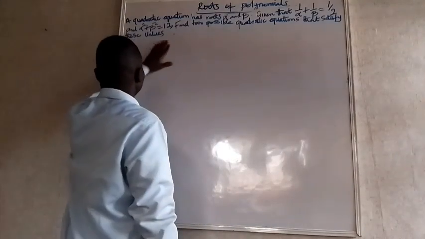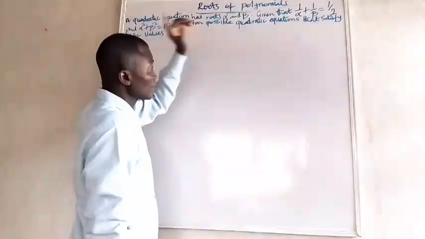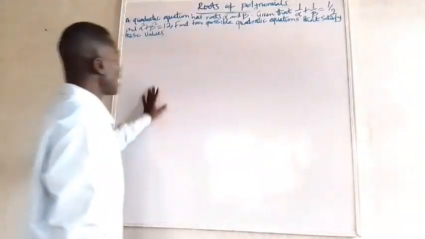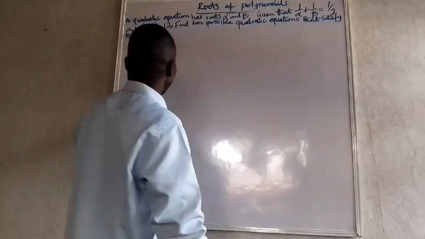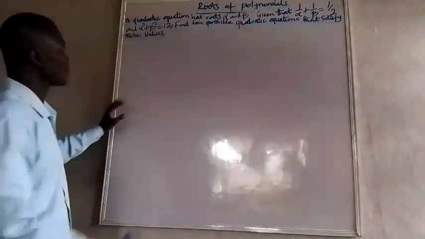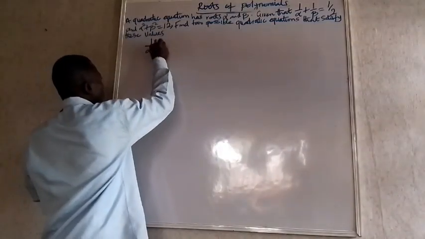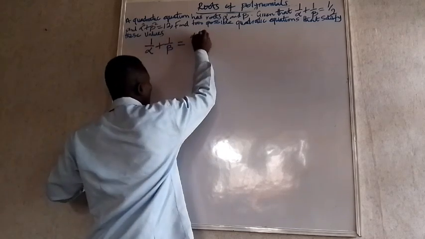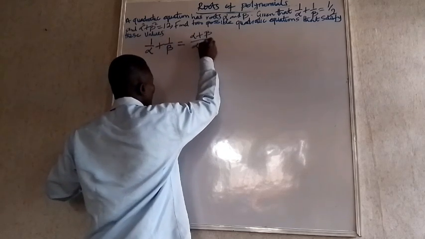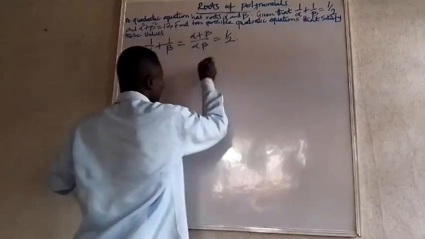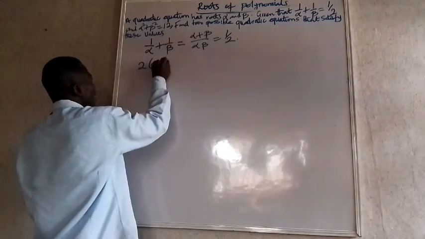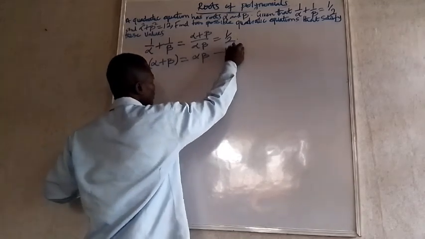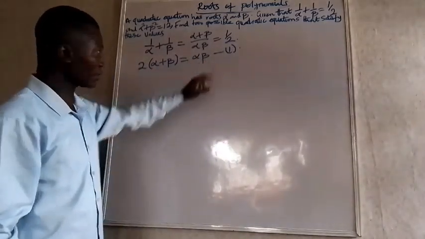The quadratic equation has roots alpha and beta. Given that 1 over alpha plus 1 over beta equals half, and alpha squared plus beta squared equals 12, find 2 possible quadratic equations that satisfy these values. Now we are given this 1 over alpha plus 1 over beta, which is equal to alpha plus beta over alpha beta is equal to half. So from this you can easily say 2 times alpha plus beta is equal to alpha beta. Let's take this as 1. 2 of this is equal to this.